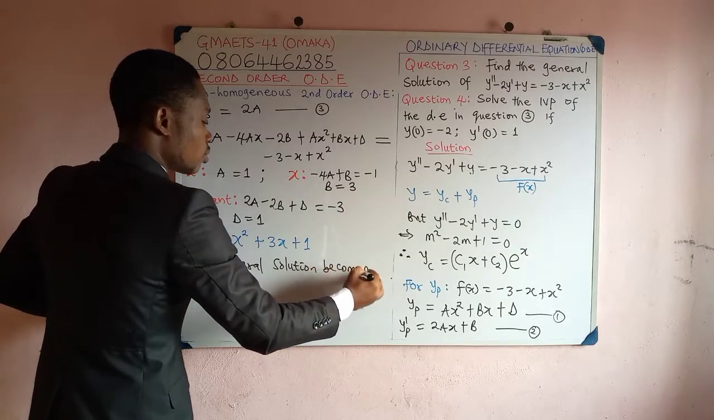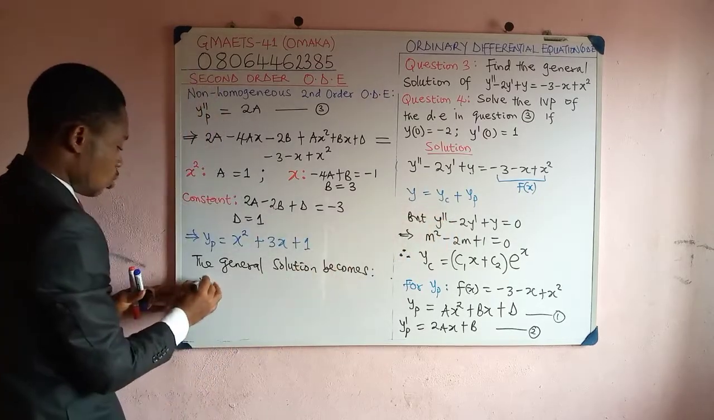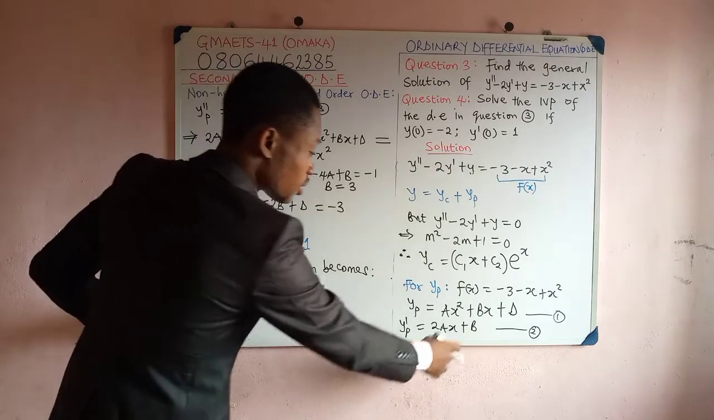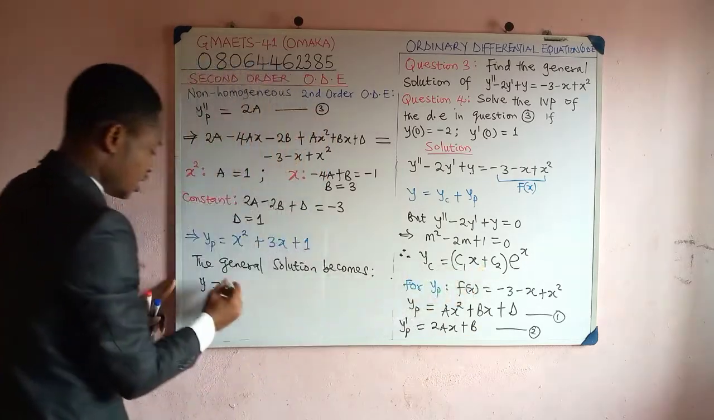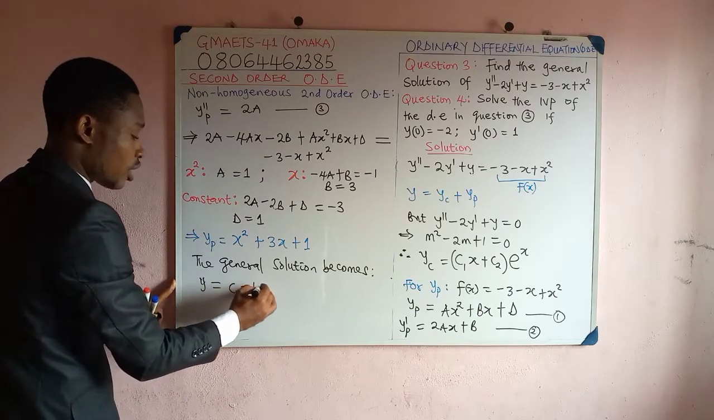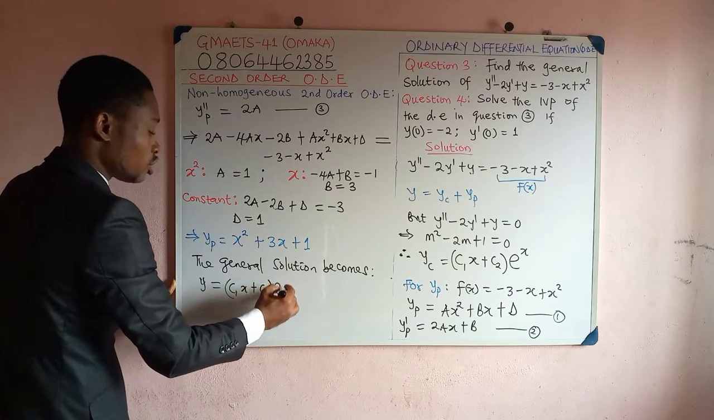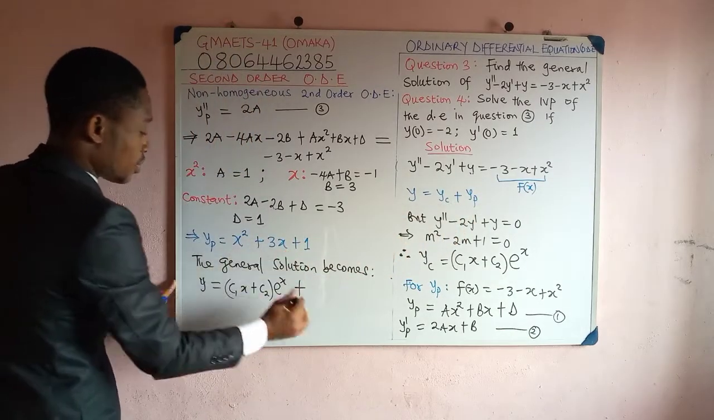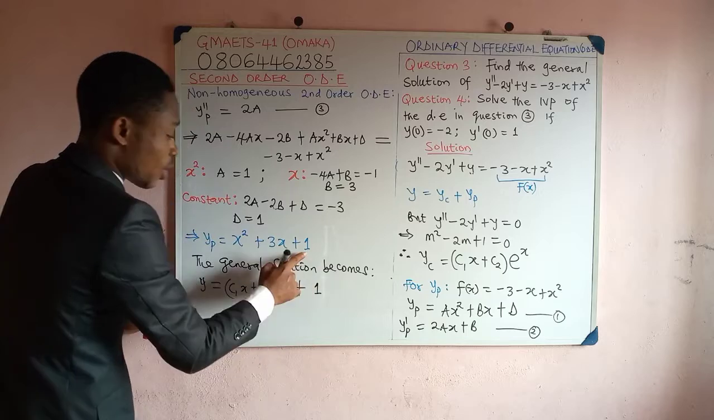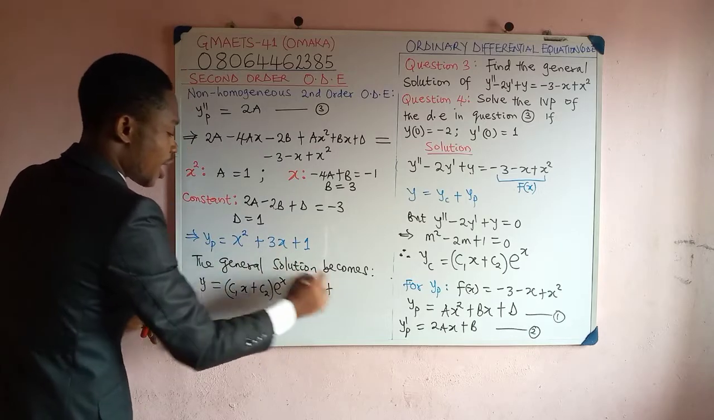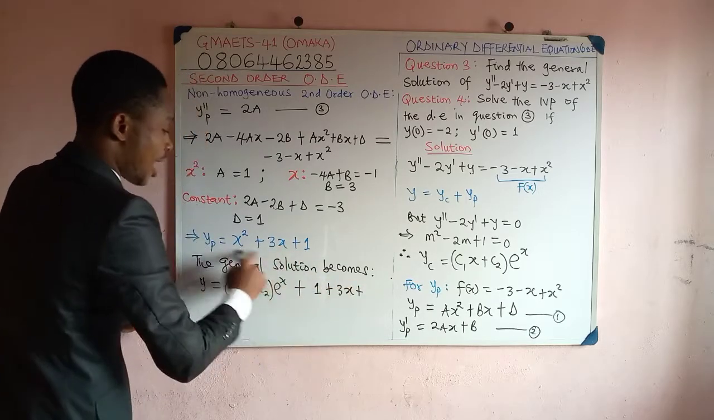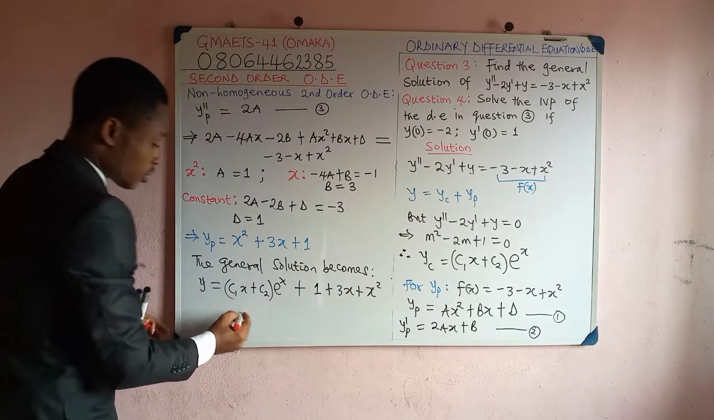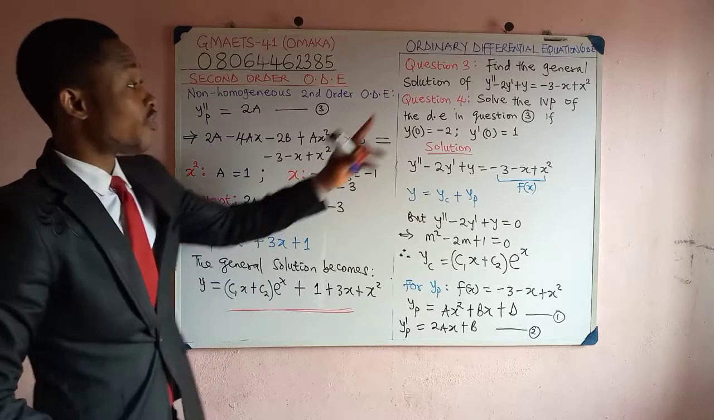The general solution for this problem thus becomes, look at it, y equal to yc plus yp. Yc, look at it, that is (c1 x plus c2) in bracket, exponential x. Then plus, we're now going to add yp, and yp is this term, which is, let's start with the lowest degree, 1 plus 3x, and then plus x squared. And this is how simple we've actually gotten the result, the general solution of this differential equation.